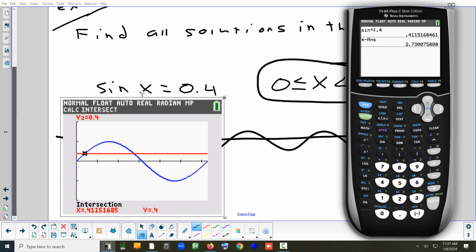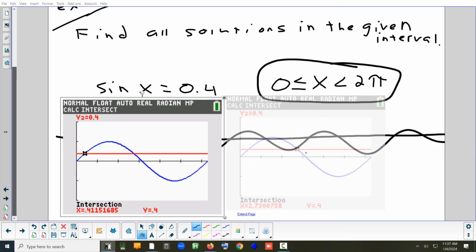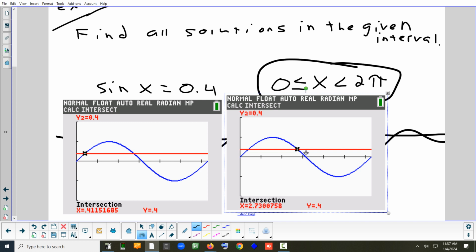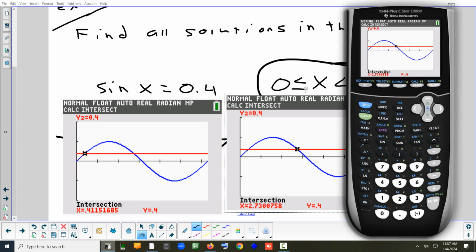Now the second answer. The second answer, the calculator doesn't give me the way I did it. I had to know to subtract the first answer from pi. I'm going to teach you how to do that later on. For now, just go back to your graph, do second calc, do intersect again. And we get 2.7300. Is that the answer that I got before?